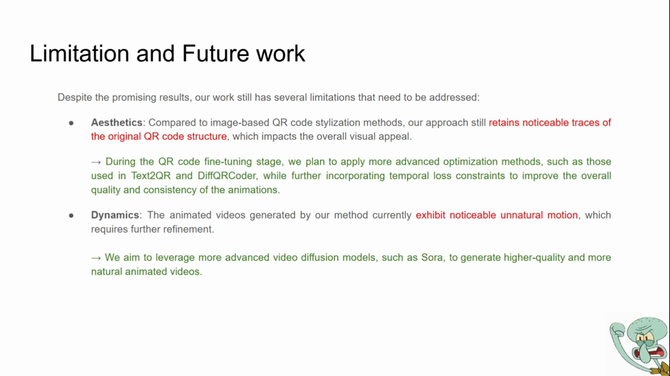For the appearance of QR codes, our approach still retains noticeable traces of the original QR code structure. We plan to apply more advanced optimization methods used in SOTA studies and incorporate temporal loss constraints to improve the overall quality and consistency of the animations. Furthermore, our animated QR codes exhibit noticeable unnatural motions, which may be solved if we apply more advanced video diffusion models such as Sora.